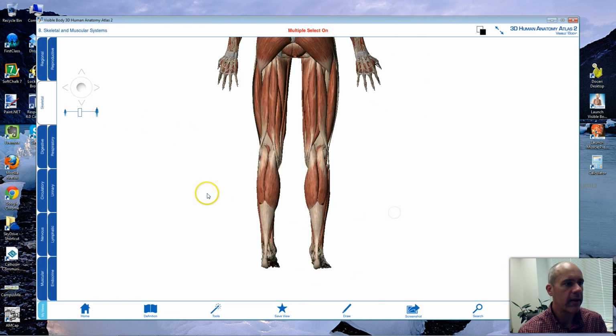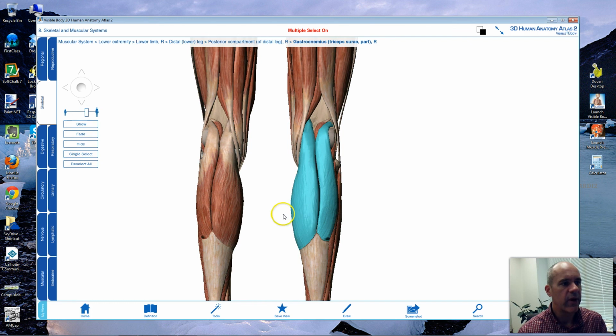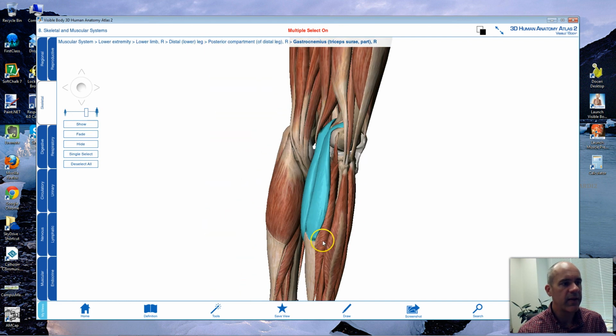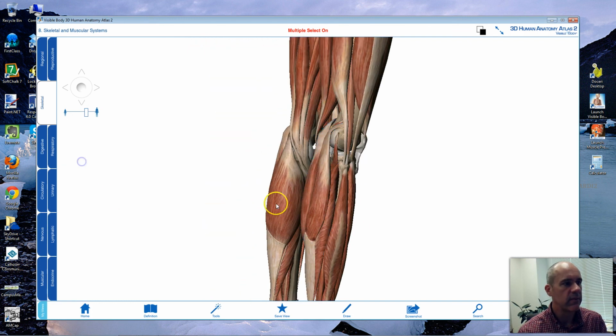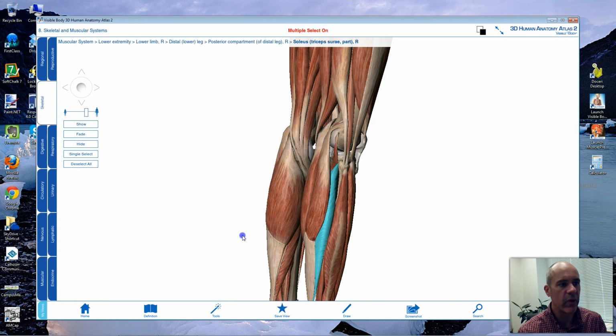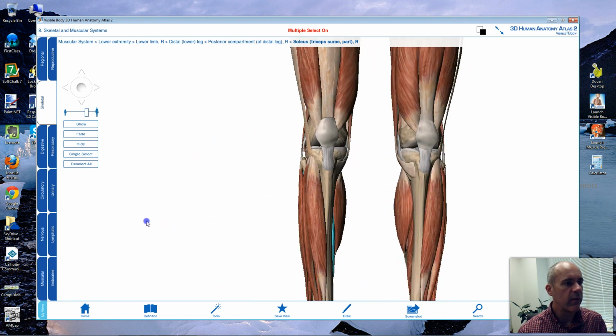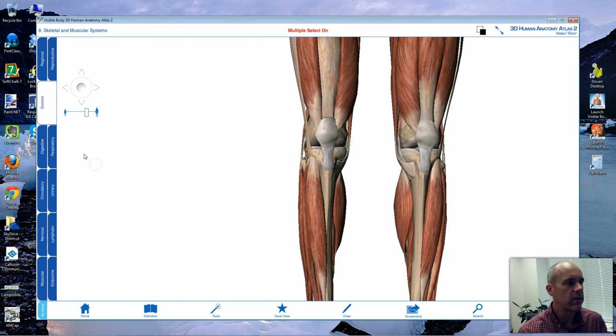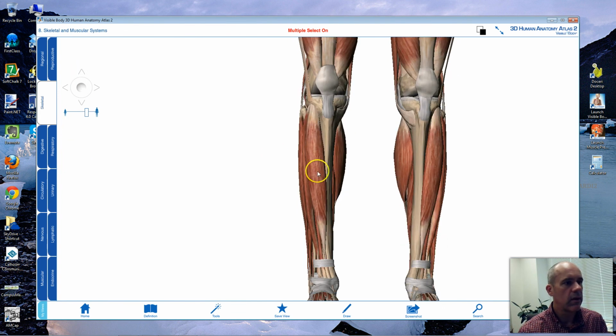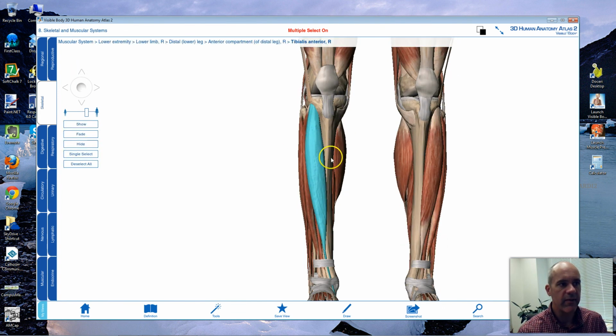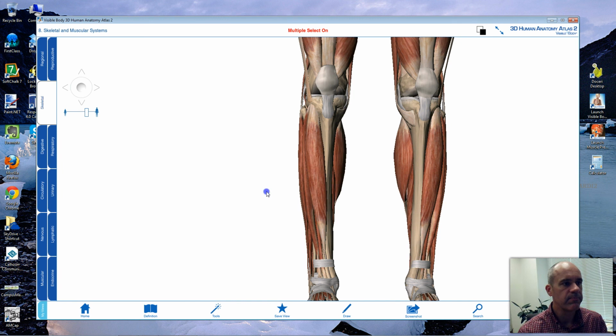Rotate around here to the back. Gastrocnemius, and then deep to that one, you've got the soleus. Okay, so let me highlight just the soleus there. It's going to be deep to the gastrocnemius. And if we rotate around to the front, this muscle that's right next to the tibia, just lateral to the tibia, that's the tibialis anterior on that side and that side. Deselect all.